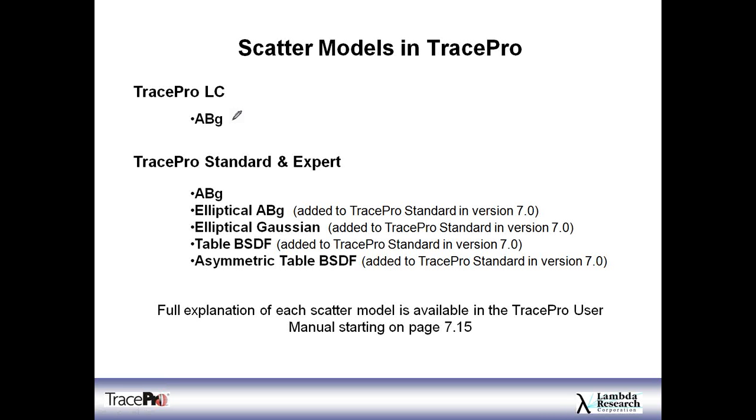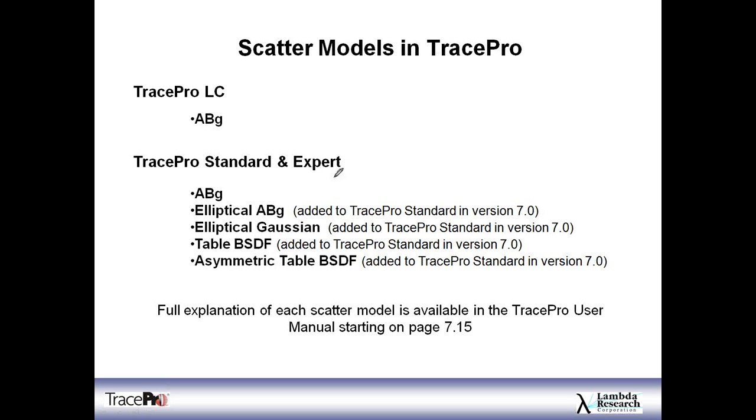This would be good for isotropic surfaces, meaning that if you rotated the surface around, the scatter is not going to change. So a lot of diffuse coatings and reflective coatings could be modeled in this way. If the orientation of your sample does not affect the scattering, you can use the ABG model.